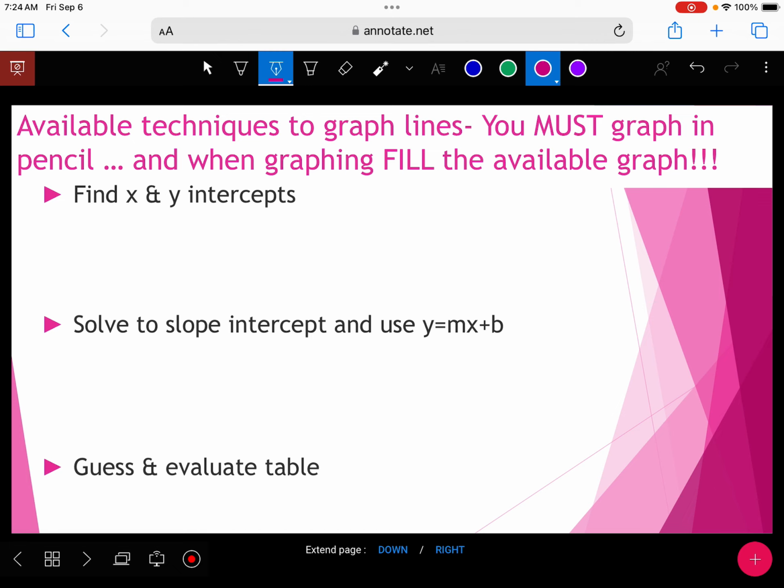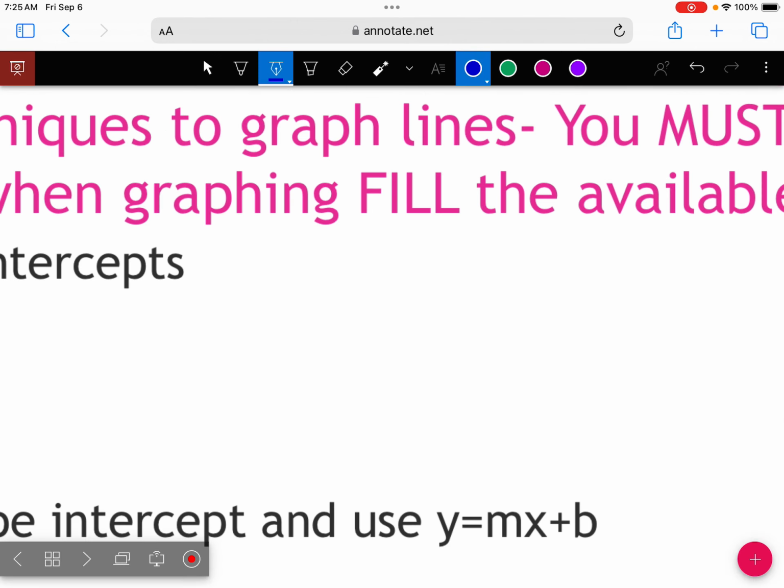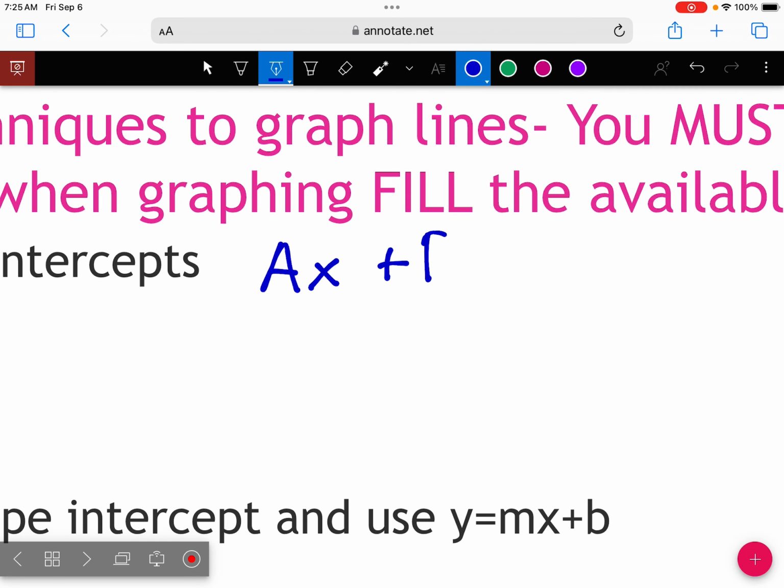So option 1 would be finding x and y intercepts. We're going to do this a lot of times when we're in standard form. So if we have an equation that looks like ax plus by equals c. I'm not saying you can only use it here, but we most frequently use it here, especially when c is a number. Like if it's a 0, it makes things weird. But if we got a number there, this is an easy way to do it.